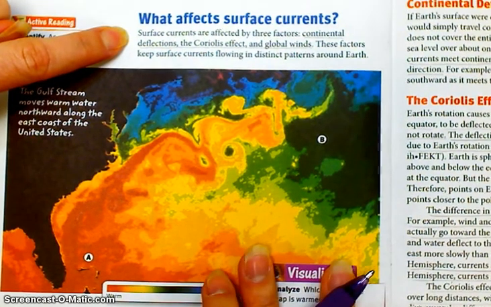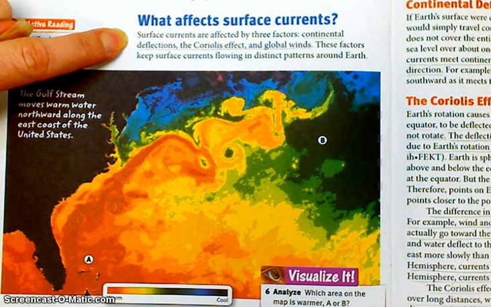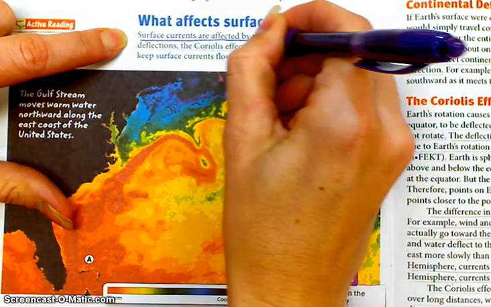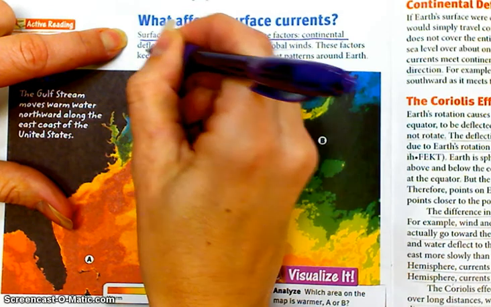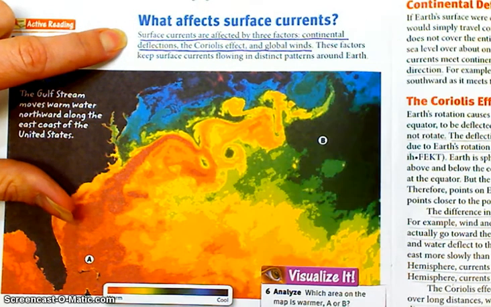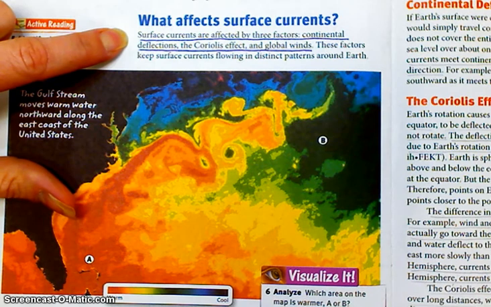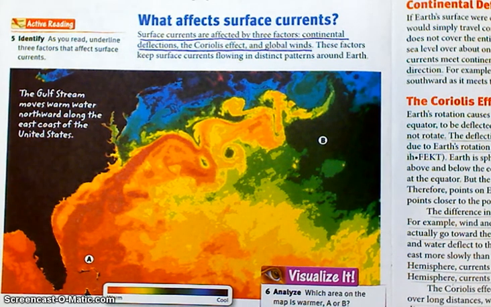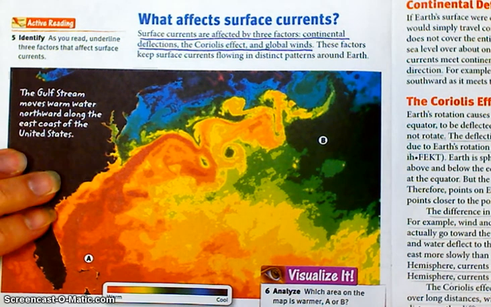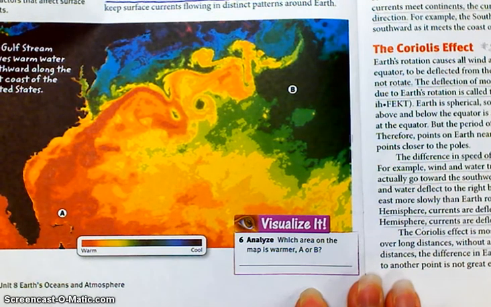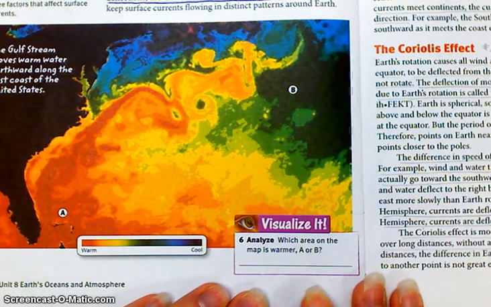So here we are. Surface currents are affected by three factors: continental deflections, the Coriolis effect, and global winds. Okay? And these are the factors that keep surface currents flowing in distinct patterns all around the Earth. Okay, so let's hop down here and answer the question on the bottom of page 438, and then we will go to page 439.